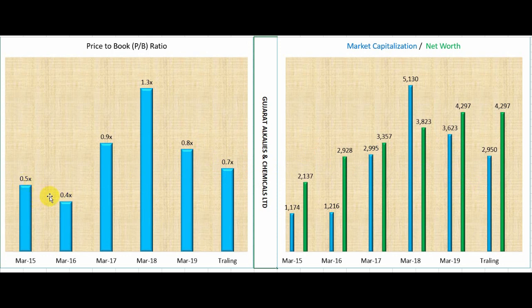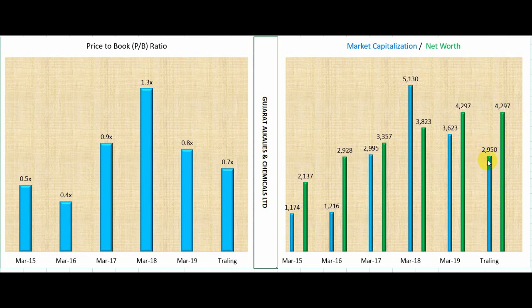So consistently it has been trading, if we see even March 15, 16, 17, it's been trading at a discount to its net worth throughout these 3 years. In March 18 only it increased above its net worth, but again came down to 0.8. The recent price to book, this was the March 19 data, and the latest price to book ratio is at 0.7 times, meaning the total net worth, again in this case net worth we have to take of March 2019 and the market cap is as of today.